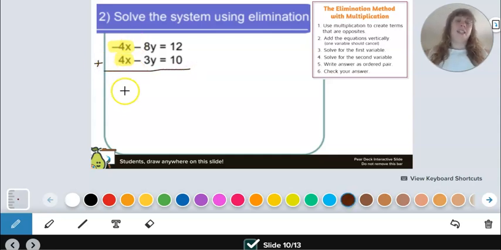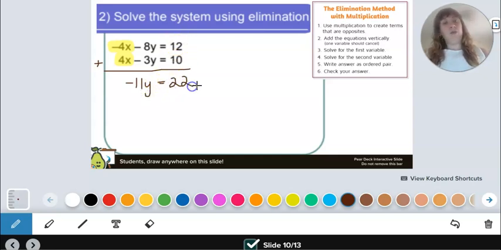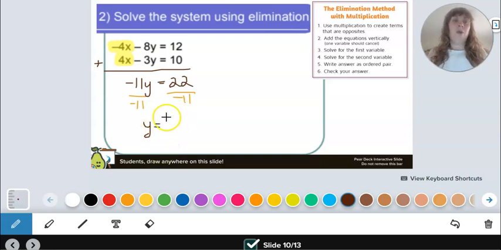Negative 4x plus 4x is 0. Negative 8y plus a negative 3y is a negative 11y. And 12 plus 10 is 22. So then we're going to divide both sides by negative 11 to get y alone. Negative 11 divided by negative 11 is just 1. So we have 1y equals 22 divided by negative 11 is a negative 2.